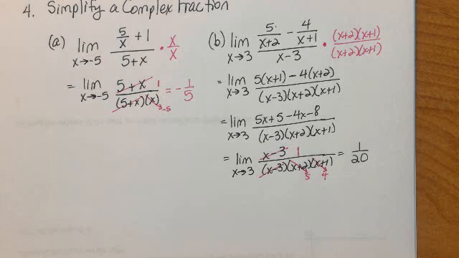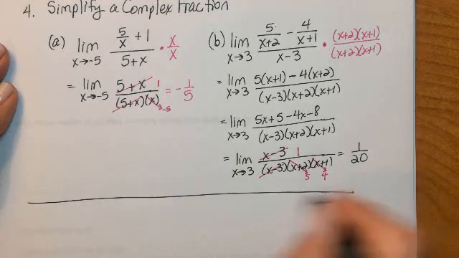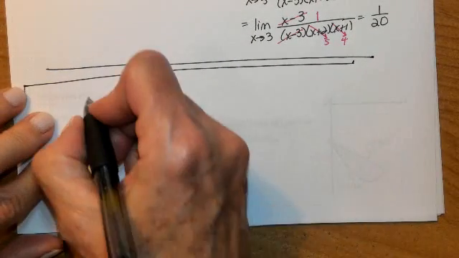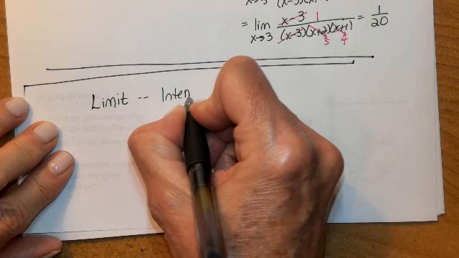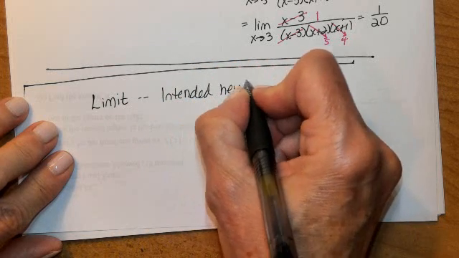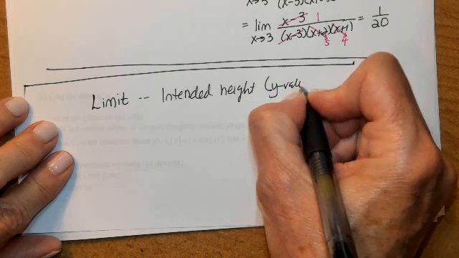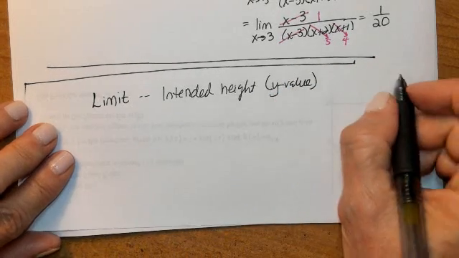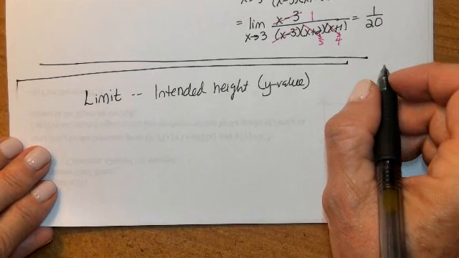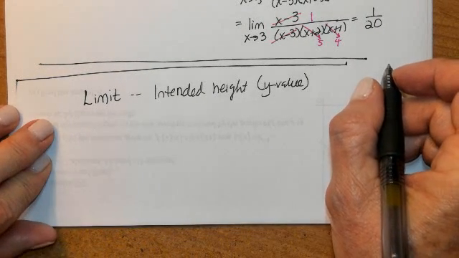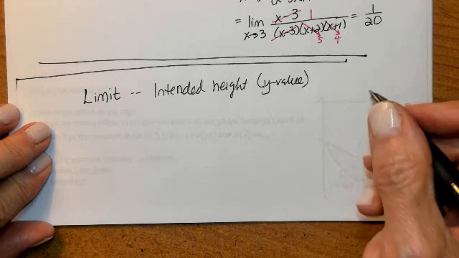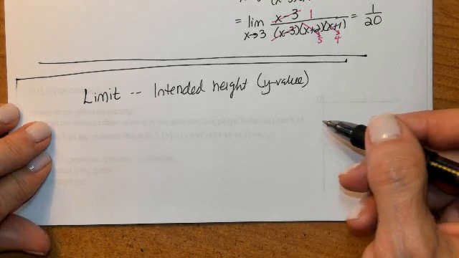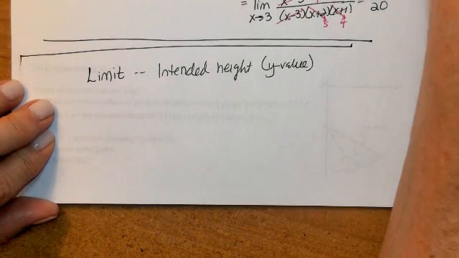Before I leave you, I want to mention something. I want to mention with you that this whole idea of a limit being the intended height or y value, know that that is a very casual definition. That is not a rigorous mathematical definition at all. There is a much, much more rigorous definition of a limit. We just don't need that in this course. We don't need it in this course.